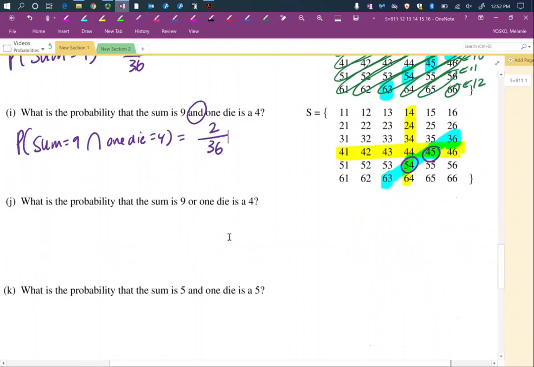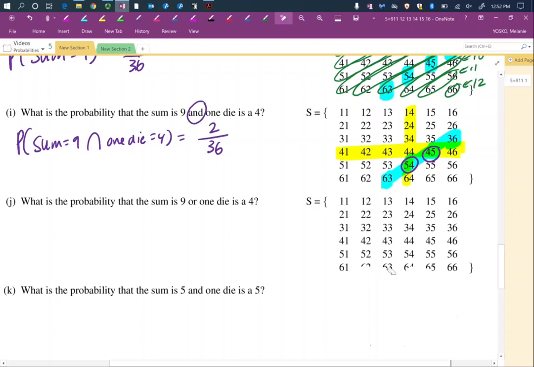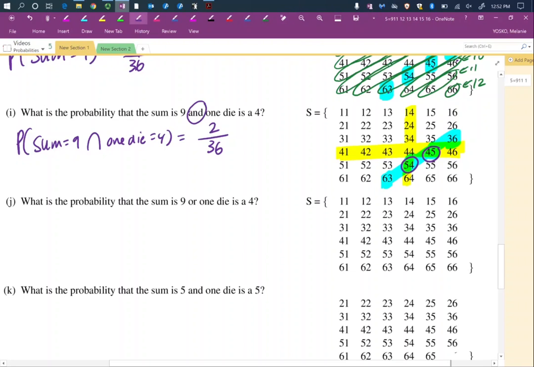Now what is the probability the sum is 9 or one die is a 4? So it looks very similar to what we have above. Probability the sum is 9 or uses the union. One die is a 4. We're going to look at the same thing. Here's all the ones that have a sum of 9.